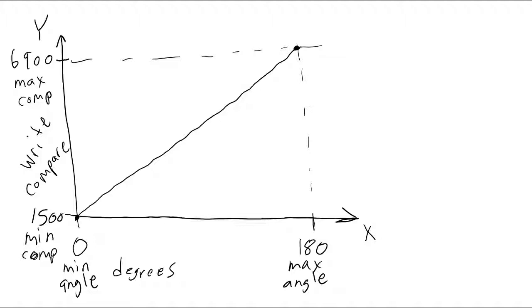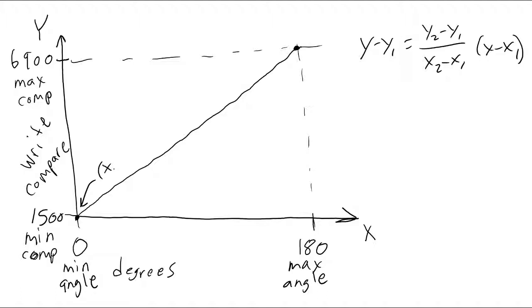Perhaps the easiest way to do this is to use something called the two-point form of the equation of a line. The two-point form looks like this. In this two-point form, one of these 2 points is defined as x1, y1, and the other point is defined as x2, y2.